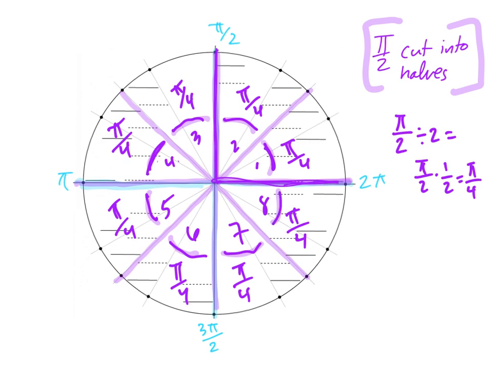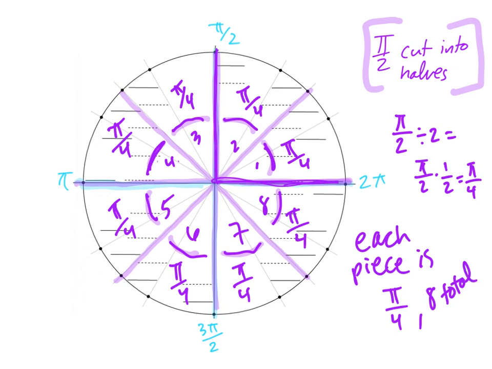Okay. So I'm going to say each piece is pi over 4. And then there's 8 total. Okay. So my first, when I hit this, I'm out here. This is 1 pi over 4. This is 2 pi over 4, which is just 1/2, right? So that's 1/2. But we don't write that one. We just leave it pi. So that's 2. This one is 3 pi over 4, right?